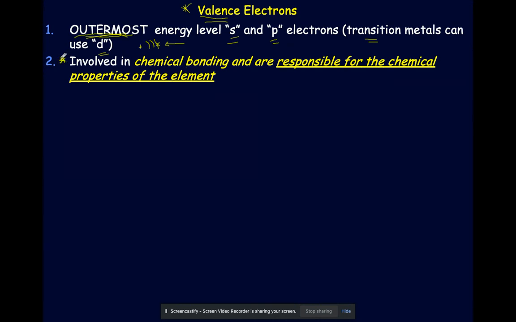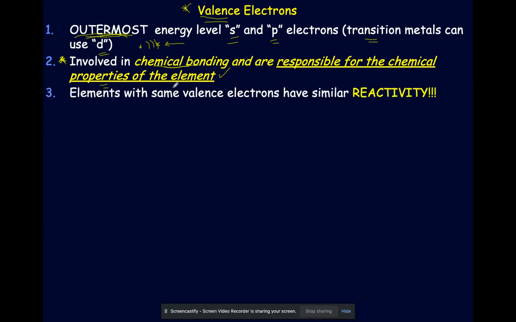Now, why is this the case? This is of supreme importance. These are the electrons that are involved in chemical bonding of elements, and are responsible for what that element is going to do for its chemical properties. So if we say that potassium hits water and it explodes, that's because of potassium's electron configuration. If we say that oxygen is a very reactive element because when you breathe it in, it really reacts with things in your body, it's because of the electron configuration of oxygen. So it's really important that you understand that.